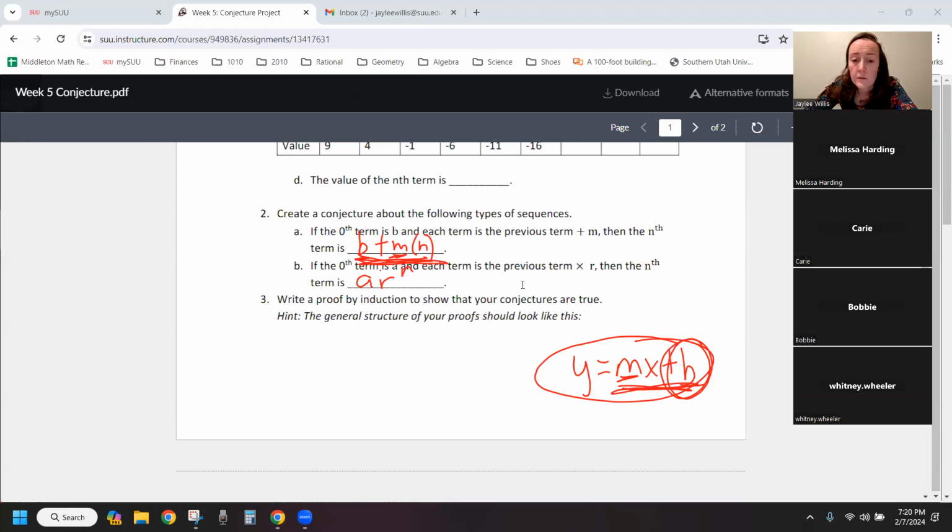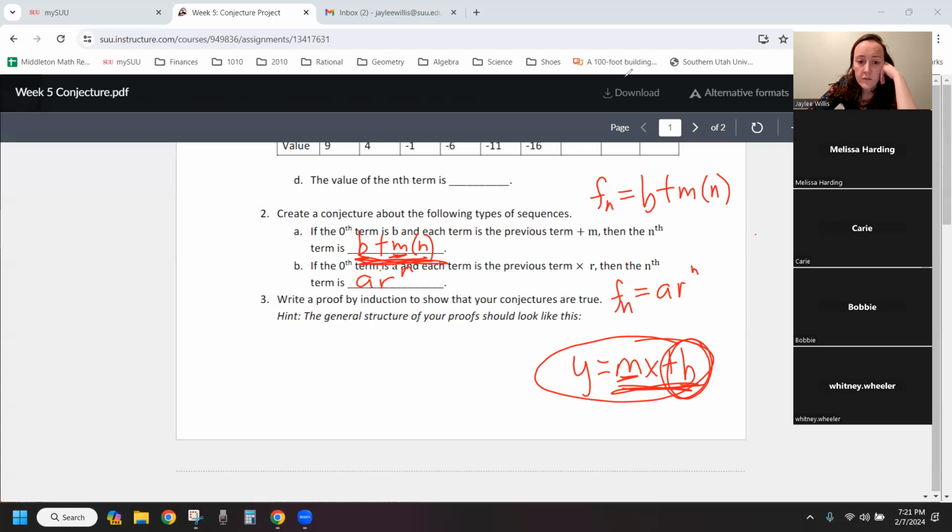The next thing we need to do is prove it. So we have our two conjectures, and our conjectures are clearly and concisely stated. If we wanted to use function notation to represent them, we could say that for this first one, the nth term equals b plus m times n. If you want to write it as an equation, you could say that. And same thing for the second one, the nth term would be a times r to the n. So what we need to do now is prove that these two statements are true using the recursive formulas, or in other words, the pattern that depends on the previous term.